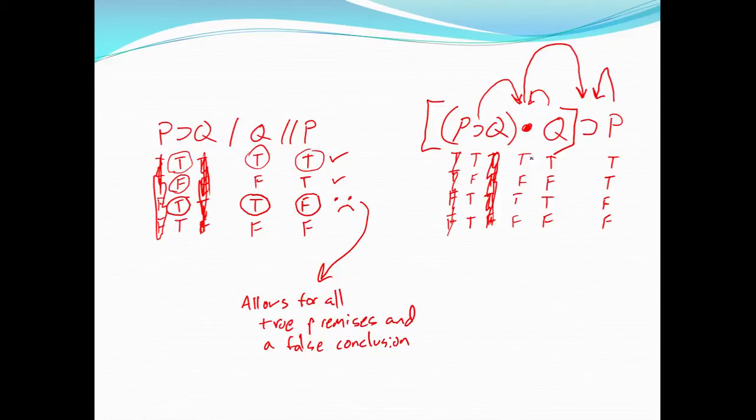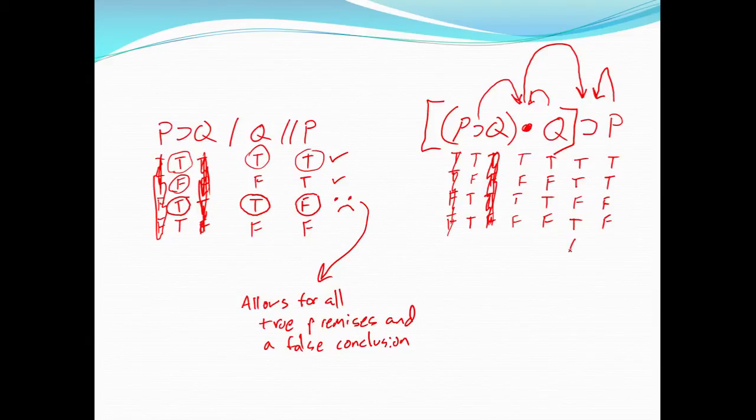So dot is true, P is true, with a horseshoe is true. Dot is false, P is true, with a horseshoe makes it true. Dot is true, P is false, with a horseshoe makes it false. Dot is false, P is false, and the horseshoe makes it true.